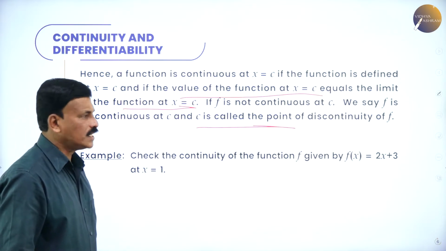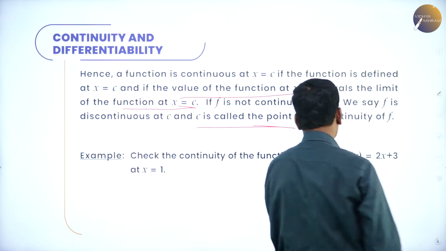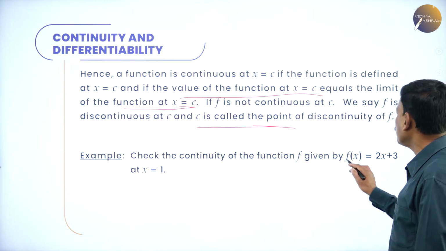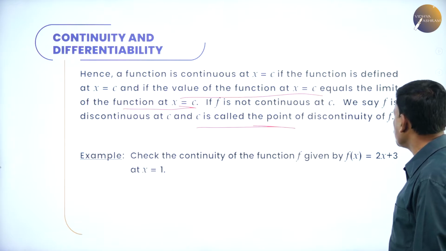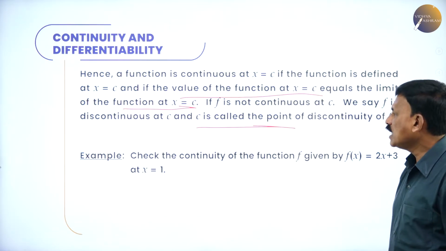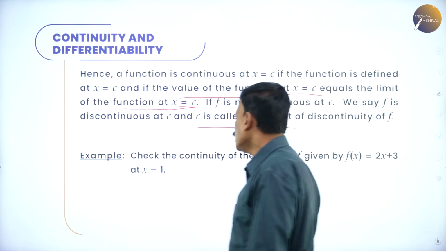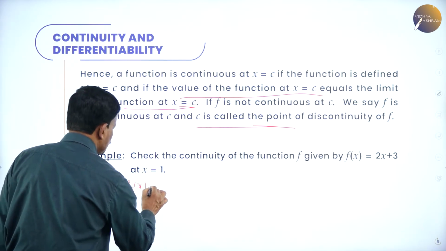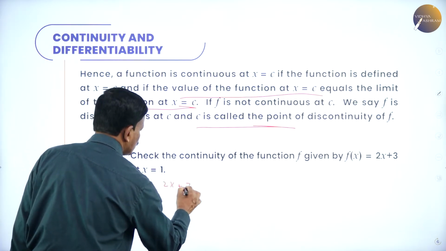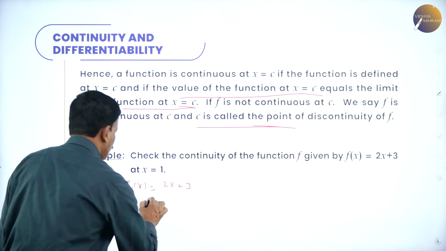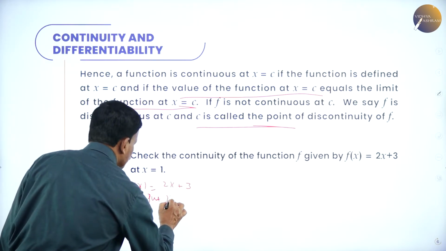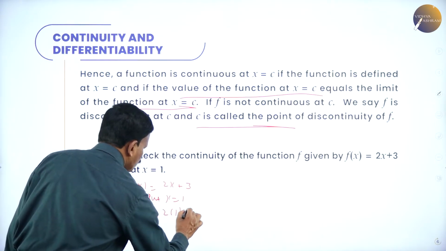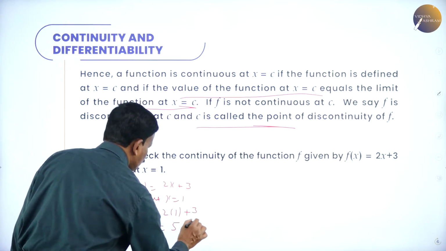Now let us take an example. Let us come to the problem. I will take one problem. Let me check the continuity of the function f given by f of x is equal to 2x plus 3 at x is equal to 1. Now let us find out the value. What is given? f of x is equal to 2x plus 3. Now just find out f of 1. Put x is equal to 1. Then you will get f of 1 is equal to 2 into 1 plus 3, that is equal to 5.